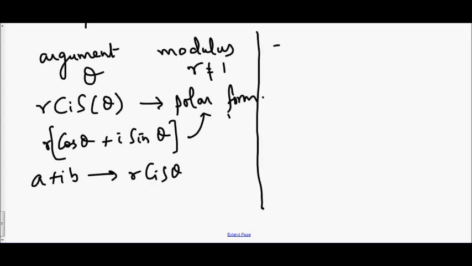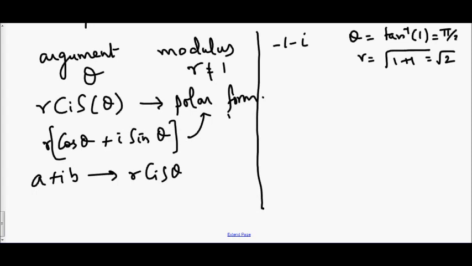We'll take an example of minus 1 minus i. You need to first find theta, the principal argument, and the modulus. The modulus is the square root of 1 plus 1, which is square root of 2. Theta is tan inverse of 1, which is pi over 4.